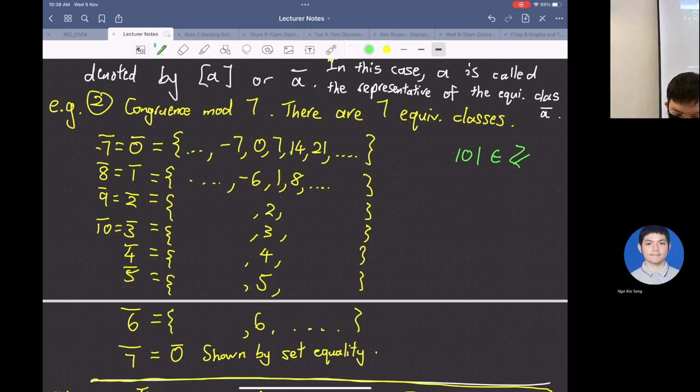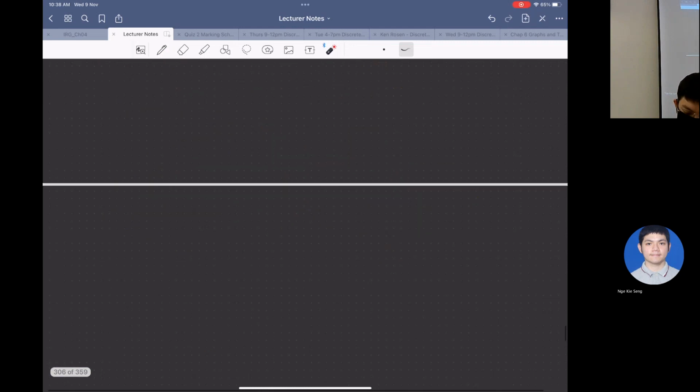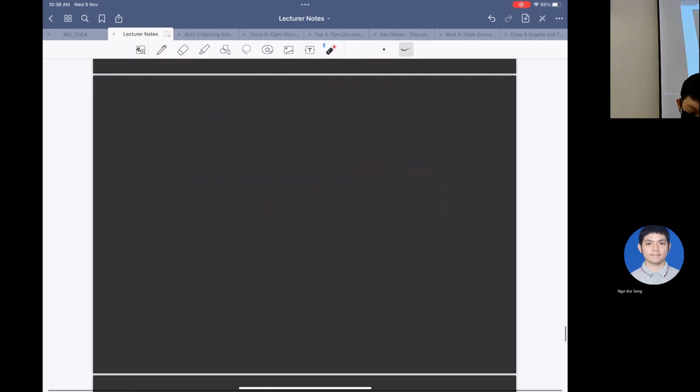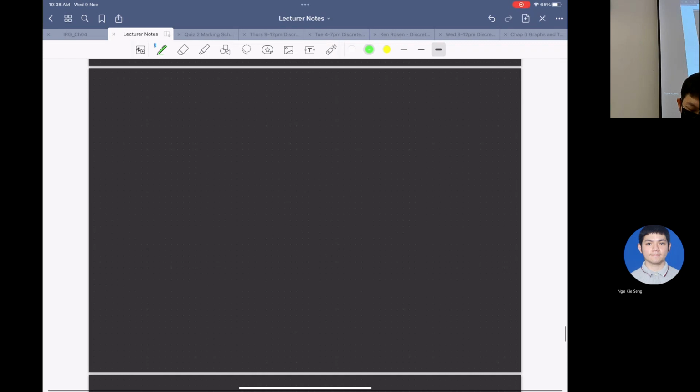101 lives in which equivalence class? What's the remainder of 101 divided by 7? 3. Yeah, so it will live here. Every number you take in Z will live in one of them. If you imagine this plane here is an infinite plane, so it's Z.